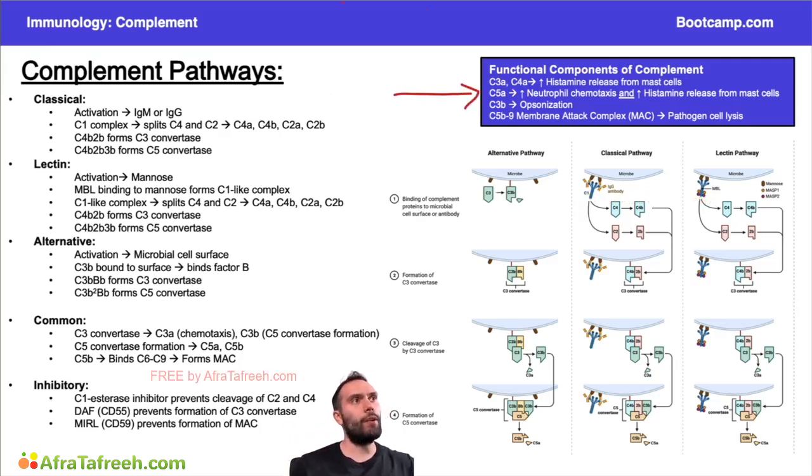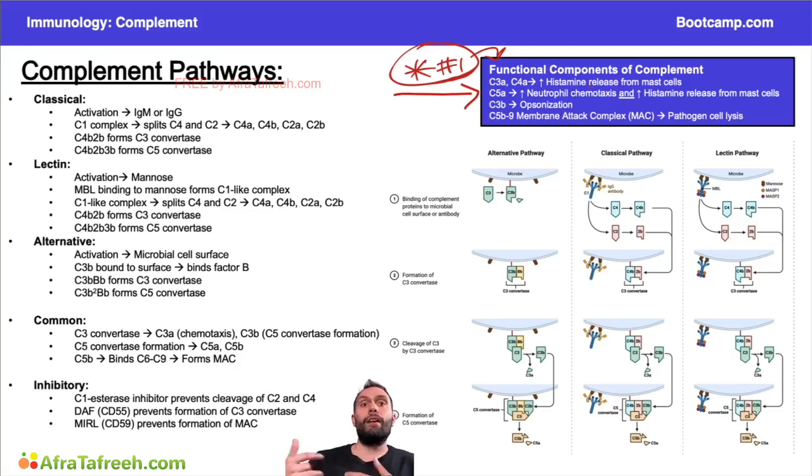So if you had to take one thing away from all of this and you're watching this and you're like, I'm not really sure what I want to know, number one is I want to know the functional components of complement and what they each do. Okay, so C3a, C4a, we talked about these being anaphylatoxins involved in anaphylaxis. When I say anaphylaxis, we're referring to histamine release from mast cells, right? C5a also does that, but it also stimulates neutrophil chemotaxis, which is particularly high yield. The neutrophil chemotaxis point, remember, we're getting neutrophils to the site of inflammation.